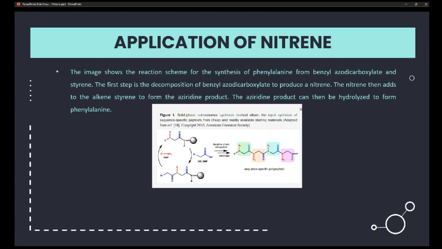Another application of nitrene is the reaction scheme for the synthesis of phenylalanine from benzyl azidoformate and styrene. The first step is decomposition of the azide to produce a nitrene. The nitrene then adds to the alkene styrene to form the aziridine product. The aziridine product can be hydrolyzed to form the phenylalanine.